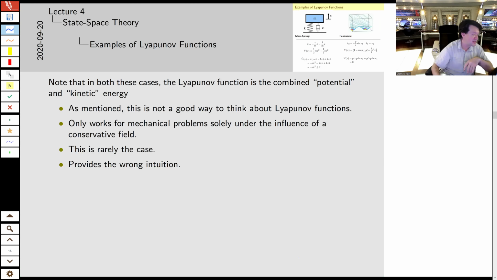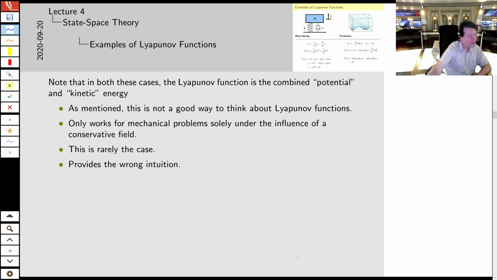Again, when we come to nonlinear systems, we'll talk about this in more depth. Those examples, we talked about them in terms of kinetic and potential energy. Again, probably not a good way of thinking of Lyapunov functions, however, because what is potential energy? Well, there's no generalized form of potential energy except in conservative systems, and very rarely are systems conservative. Under gravity, yes, we have a conservative system, but generally it's not the case.